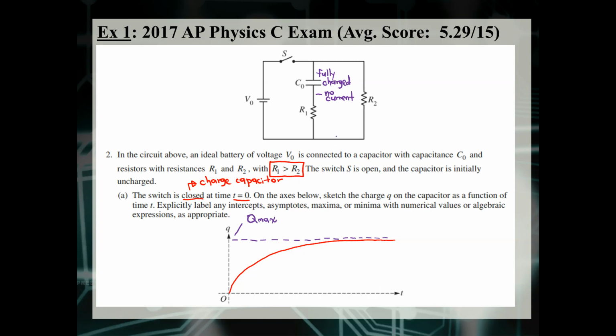Now, if there's no current through this branch, then the voltage across resistor 1 would be equal to 0, because the voltage would be I times R. If there's no current, then there's no voltage drop across here, which means we're going to have all our voltage lost across the capacitor in this loop.